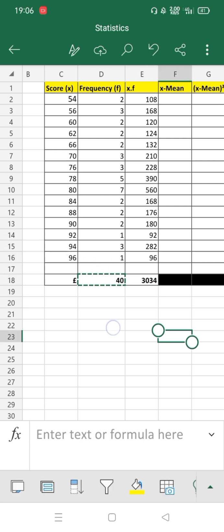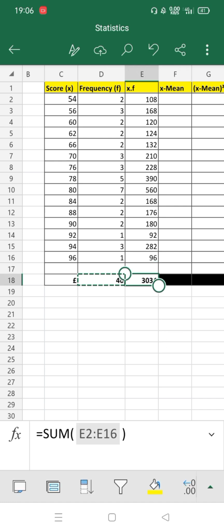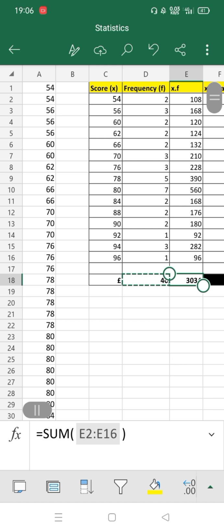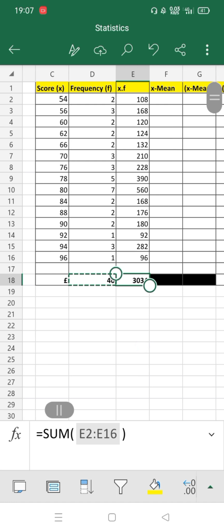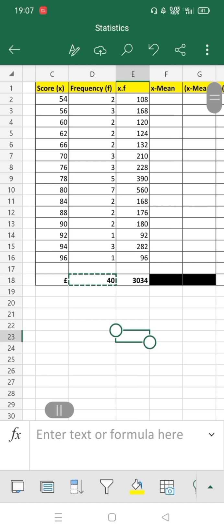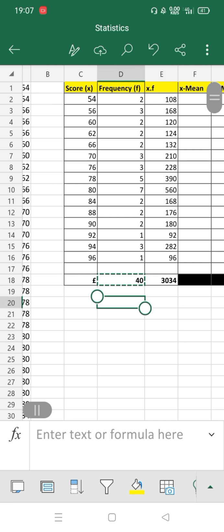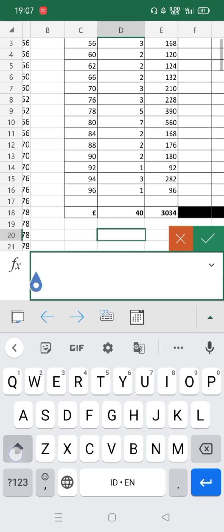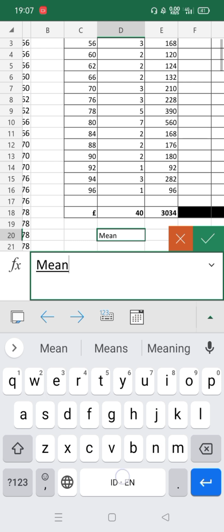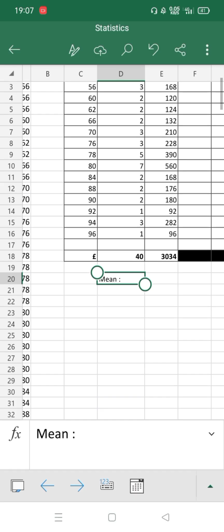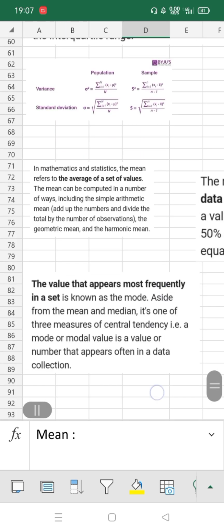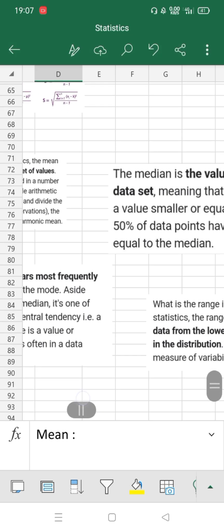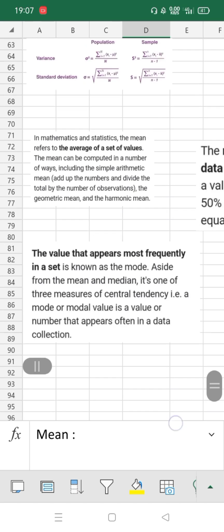All right, so you have the result of all this data combined, and the result is 3034. So the first thing we have to search, as ordered, is to look for the mean. For anyone who is still wondering what the mean is, wait a minute, where is mean?